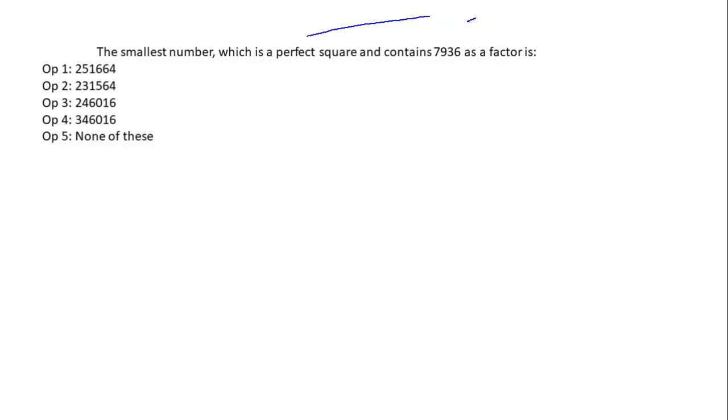7936. See, these numbers which are ending with 64 and 16 are indicators. Okay, so the number should be either what number get in your solid. See this, just listen a minute. Listen for a minute.